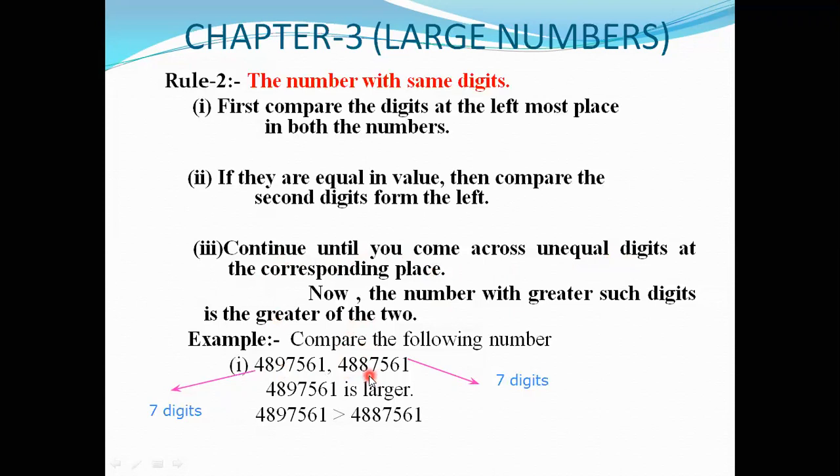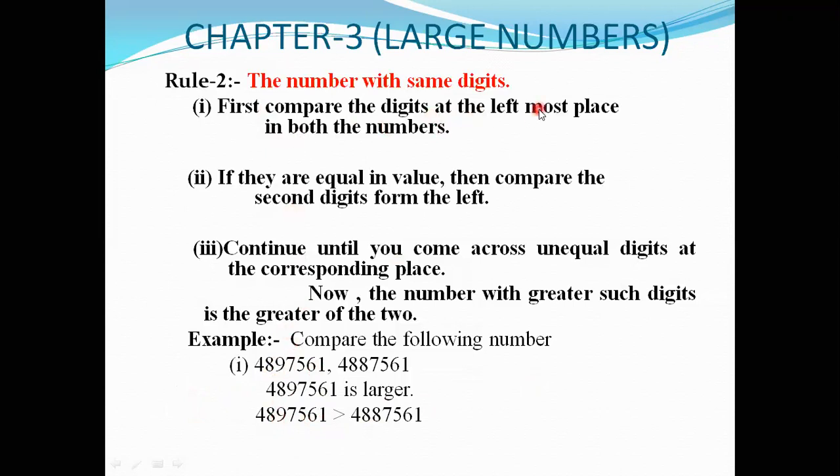Here is 9, here is 8. We find 9 is greater than 8. So, in this way, we can find the smaller and larger number. In this way, 4897561 is larger than this number. Now, once again, we compare these numbers according to these rules.